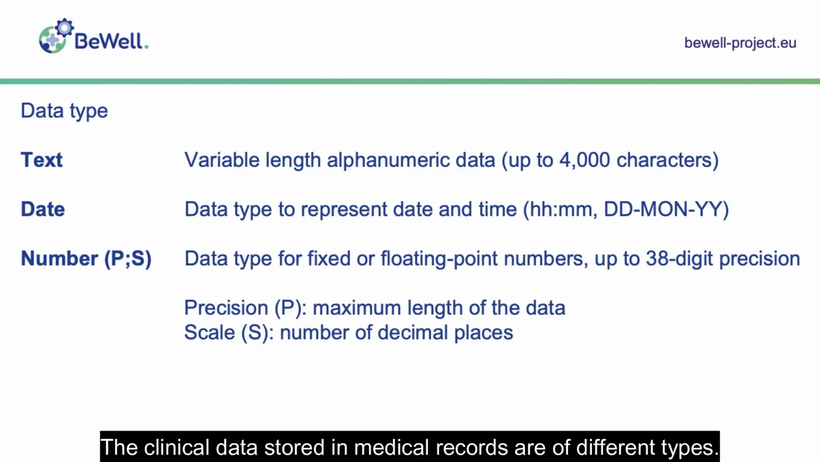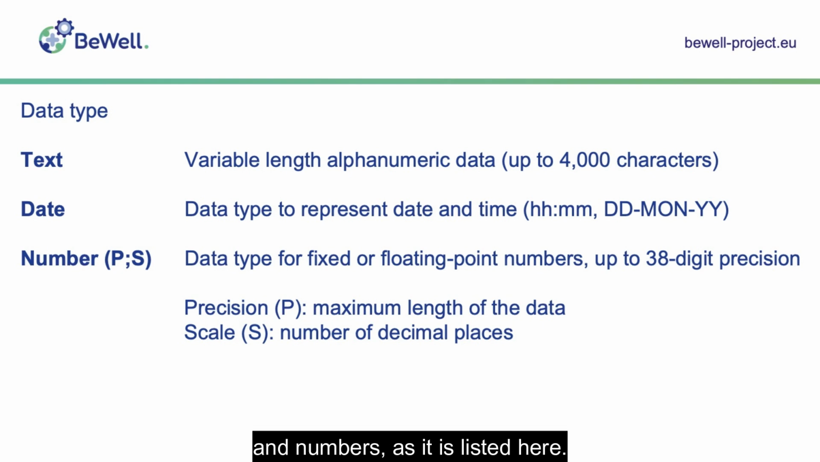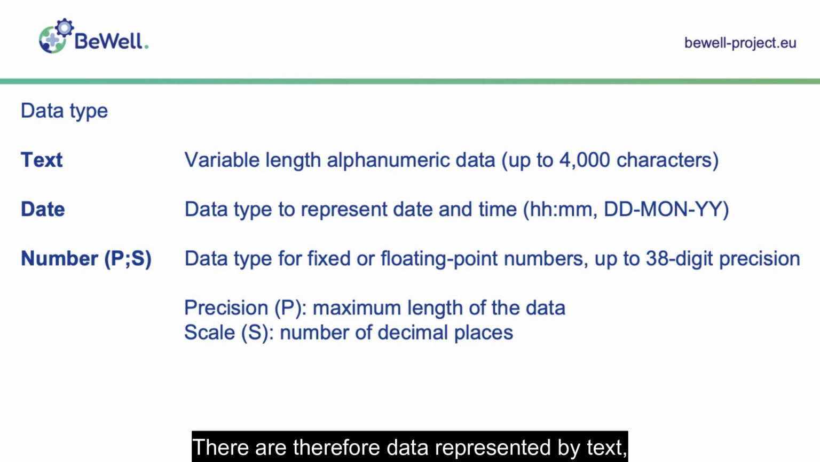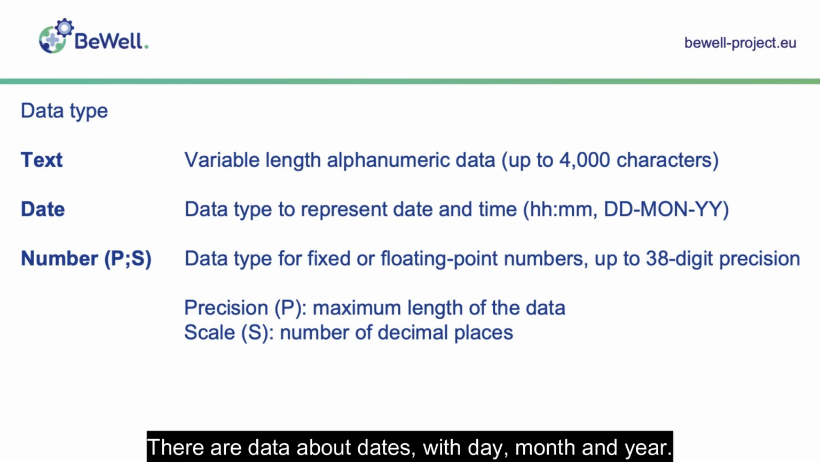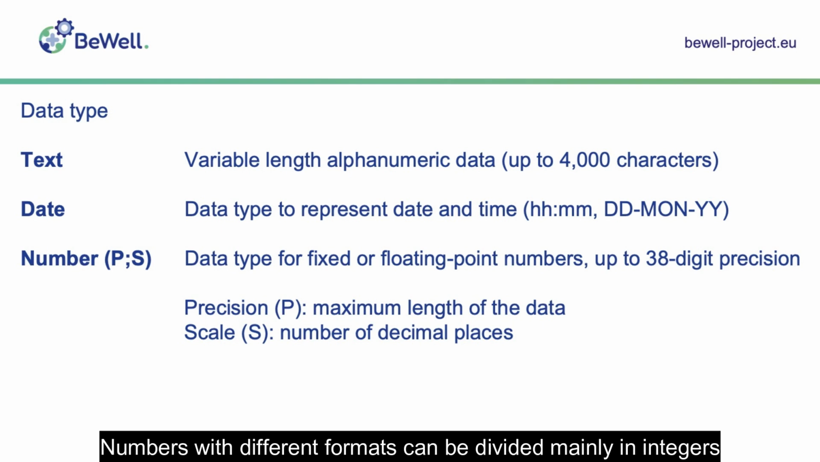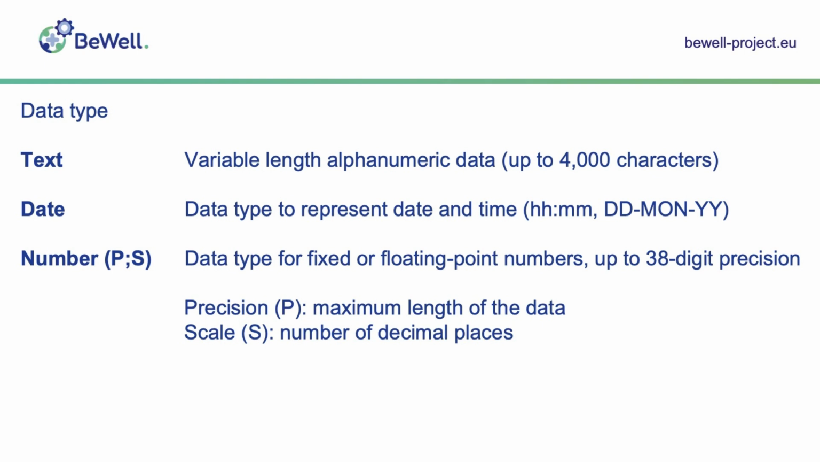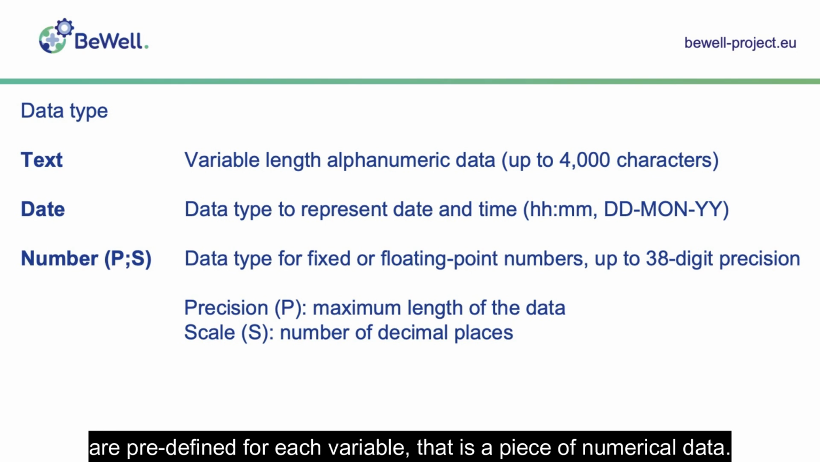The clinical data stored in medical records are of different types. Different data types can be grouped in 3 main data types: text, dates, and numbers, as listed here. There are data represented by text, consisting of alphanumeric characters. There are data about dates, with day, month, and year. The third type of data is stored as numbers. Numbers with different formats can be divided mainly into integers or decimals. As shown in this table, the length of numbers and decimal places are predefined for each variable, that is a piece of numerical data.